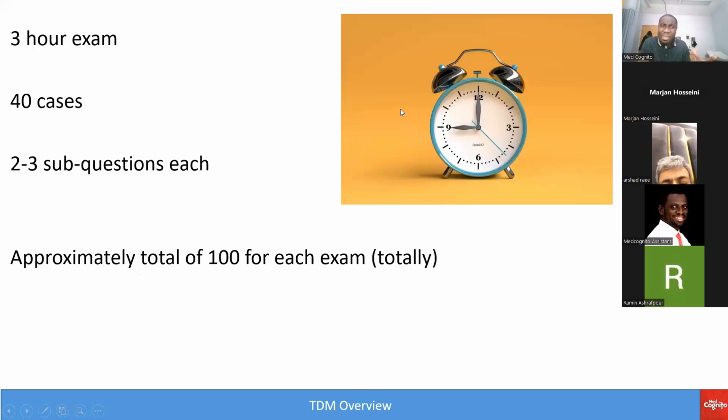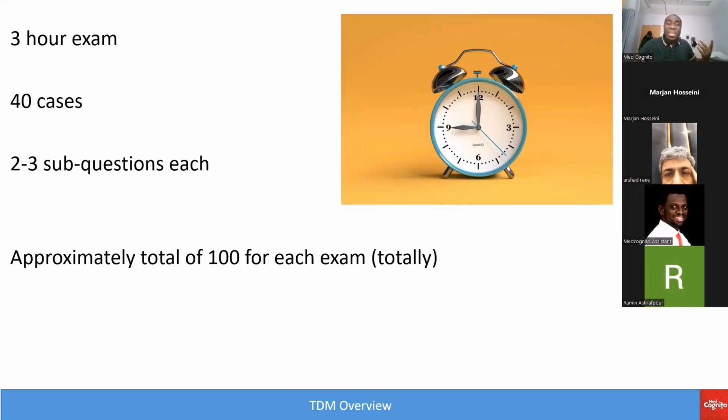This is basically a 3-hour exam. So it's a very intense exam. So all the studies you've done, you're going to pour everything in 3 hours. All right. And in those 3 hours, you have about 40 cases. It's 40 cases. However, they, in the long run, become about 100 cases.